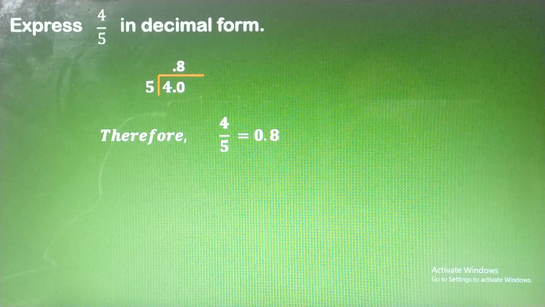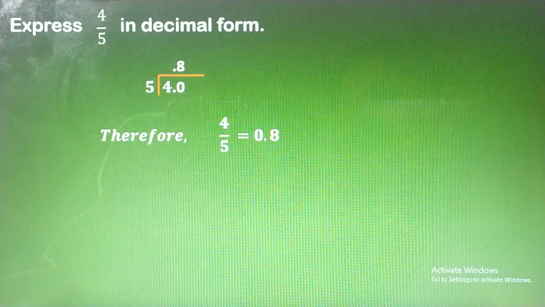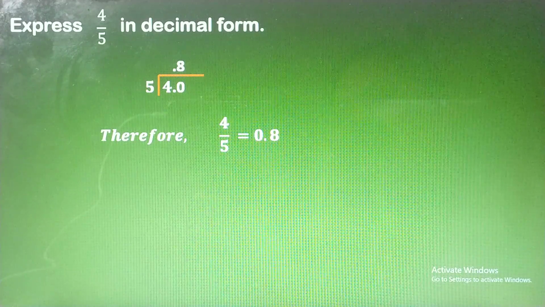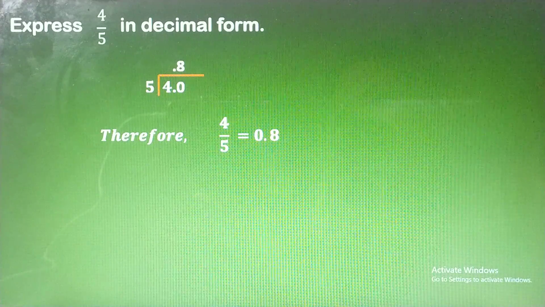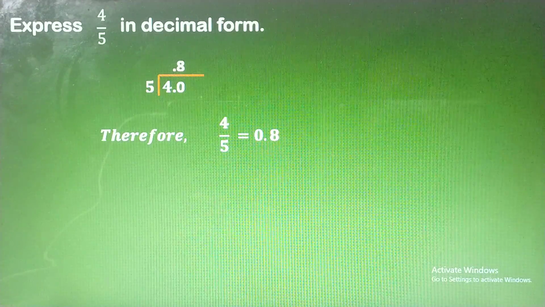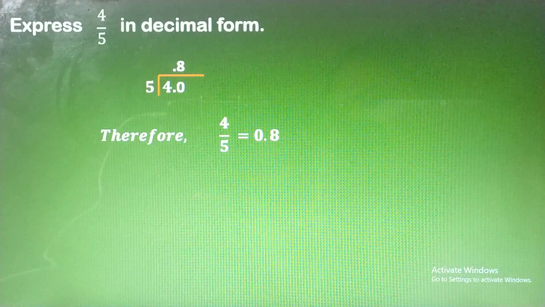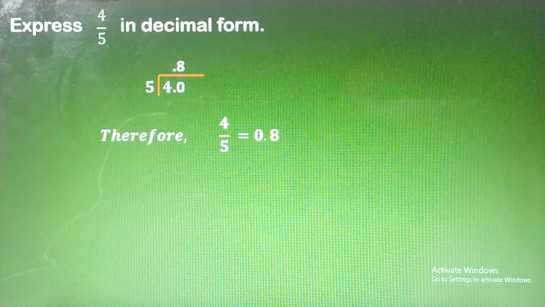Ma'am, bakit may 0 sa unahan ng decimal point? Since wala namang number and wala namang value si 0, pwede natin ilagay yung 0. So, it will become 0.8. Pero pagka merong number, no need na to put 0 bago yung decimal point. Okay?